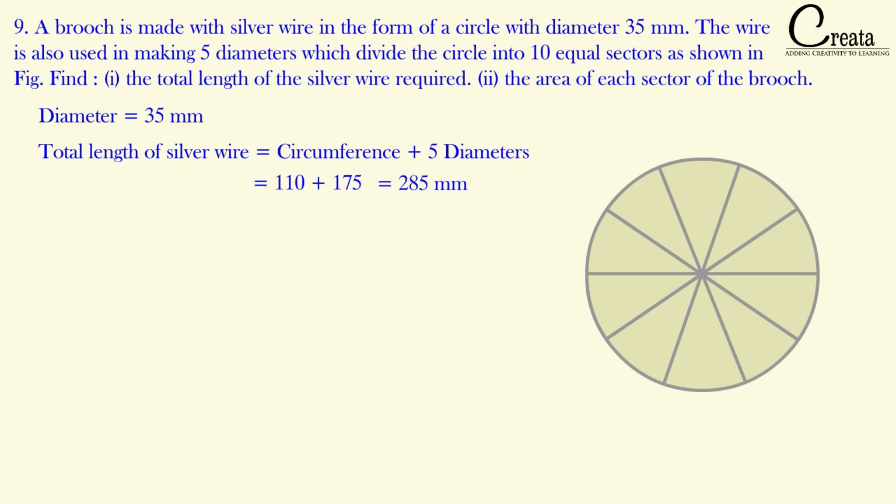Here in the question it is given we are having total 10 sectors and the area of all the 10 sectors are equal to each other. So we can calculate area of any one sector as all the sectors are equal to each other.